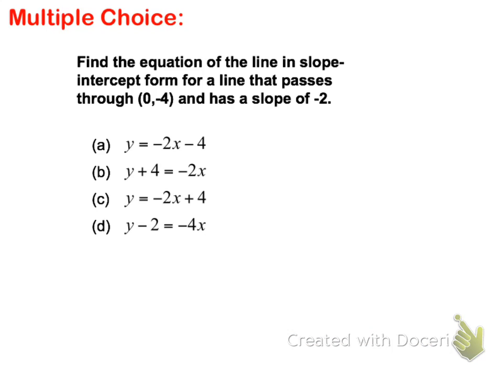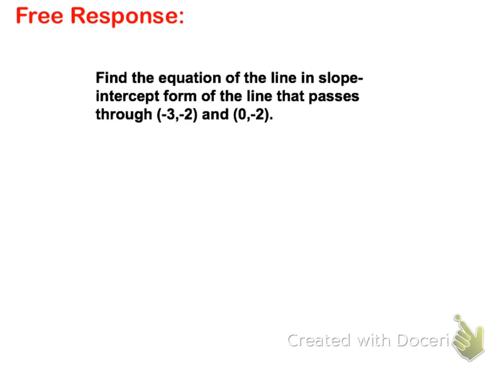I'm going to give you your 2 questions for your Google form. Here's your multiple choice question. You want to find the equation of the line in point-slope form. And your free response question, once again, find the equation of the line in slope-intercept form. Don't forget to put these in the Google Doc, and that's where we'll end today.